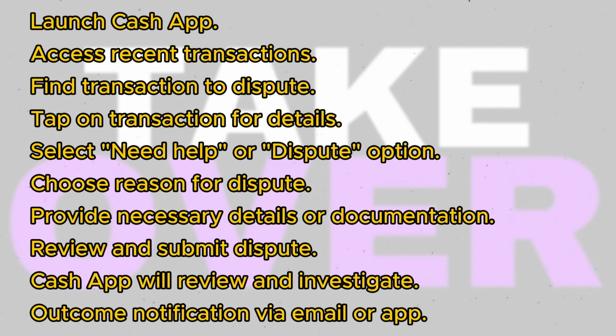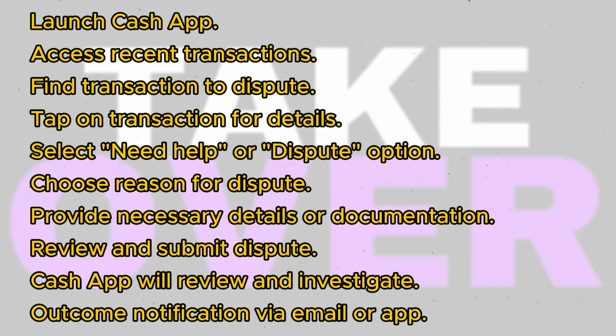Next, tap on the clock icon at the bottom right corner to access the Activity tab, which displays all your recent transactions. Scroll through the list to find the transaction you want to dispute and tap on it to view the transaction details. At the bottom of the screen, you'll find an option like "Need help with this payment" or "Dispute this transaction." Tap on it. Cash App will then prompt you to select a reason for disputing the transaction.